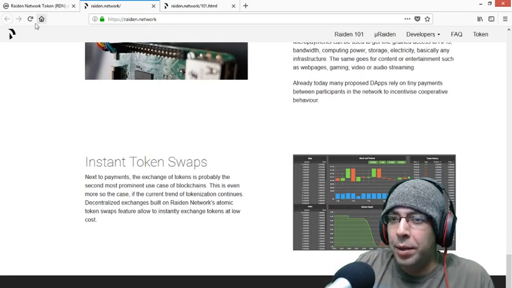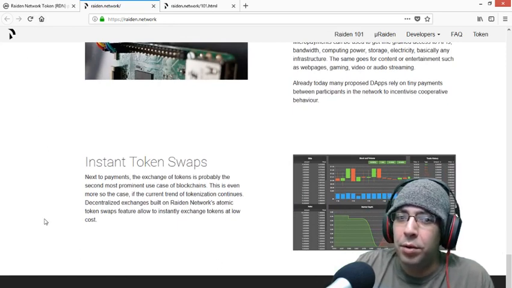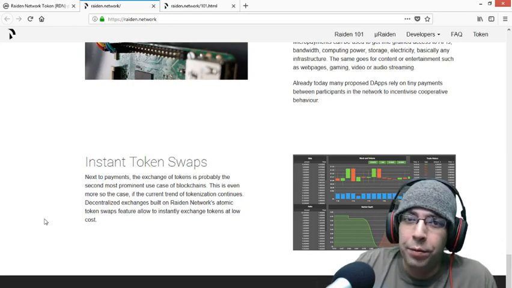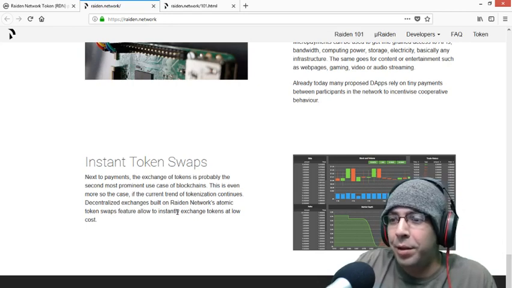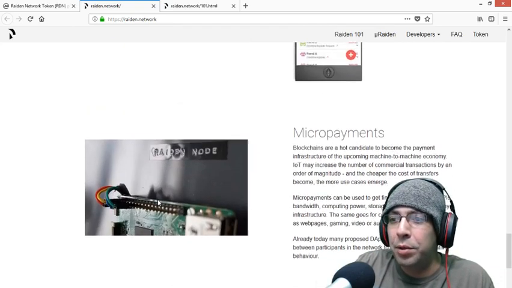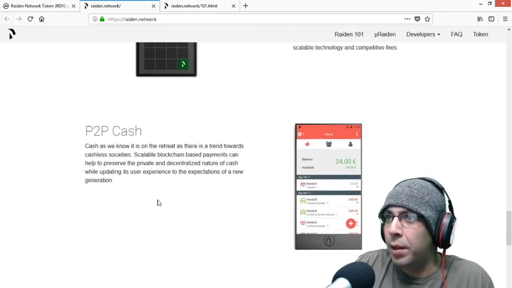I do like that because it's going to be able to transfer tokens within itself. So you'll be able to trade Raiden token for Ethereum. It says atomic, and I'm not quite sure if that's the right terminology. It probably is, but I've seen it referenced as atomic for Ethereum, as far as being able to trade within tokens on the Ethereum blockchain.